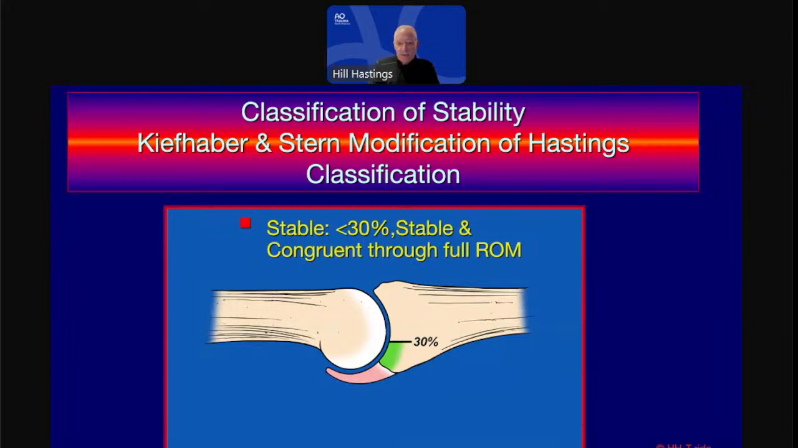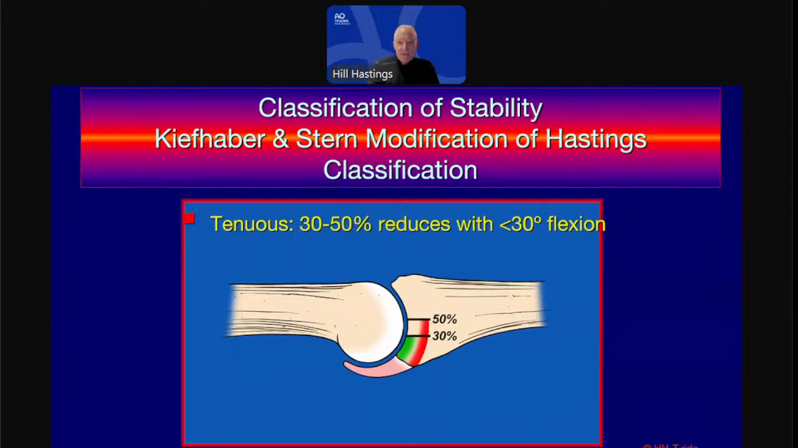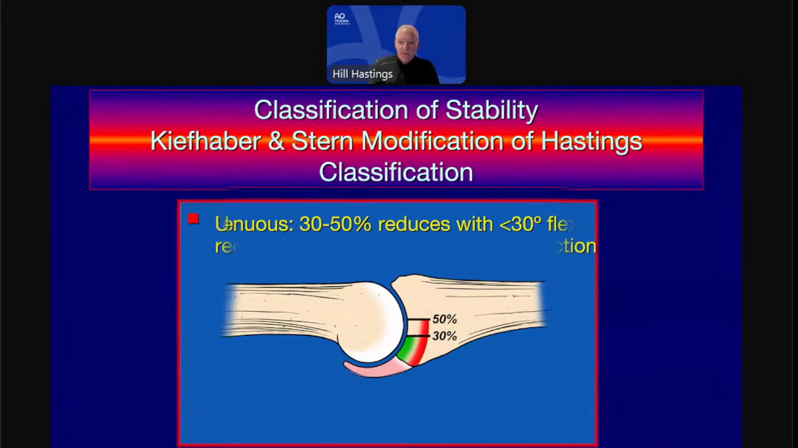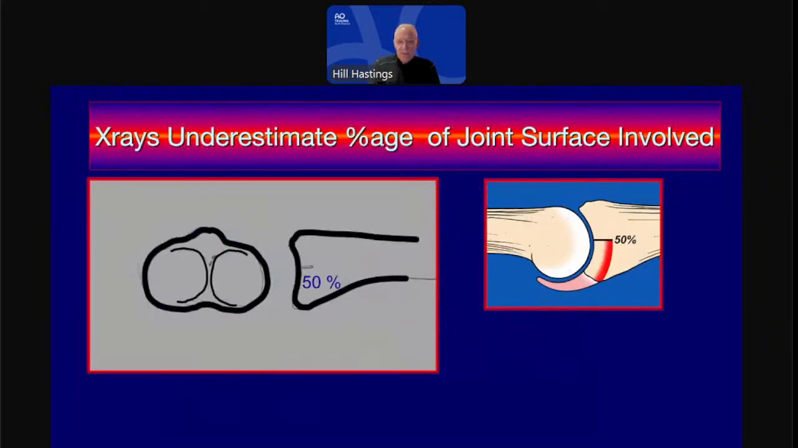Those that are less than 30 are stable, and you can take them to a full range of motion. As Emil said, the tenuous ones are 30 to 50. They may reduce, they may not, but this tenuous group does reduce with mild flexion less than 30. And as emphasized, to hit home again, those more than 50% or requiring significant flexion are considered unstable. Now, what is a 50%?